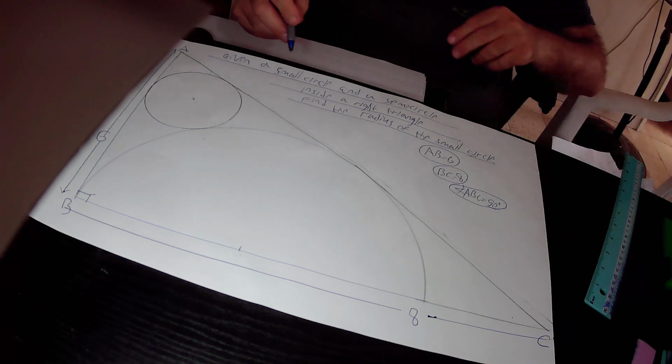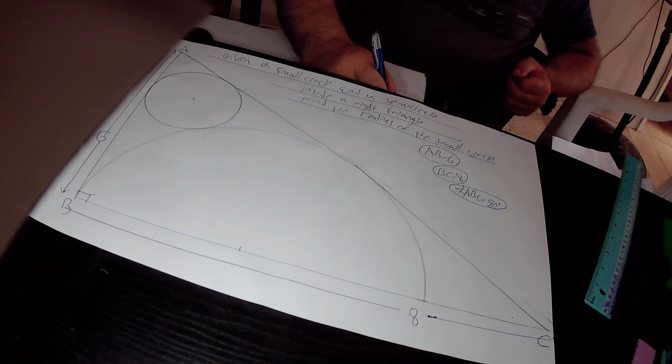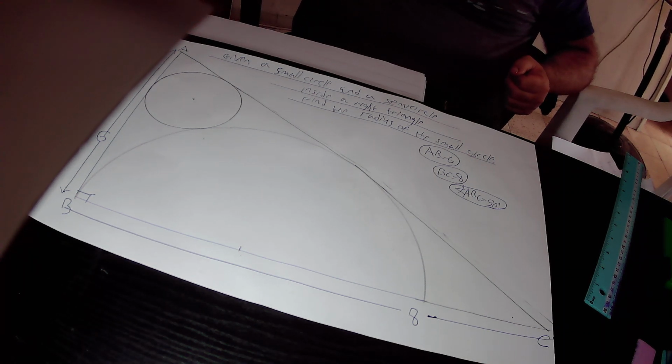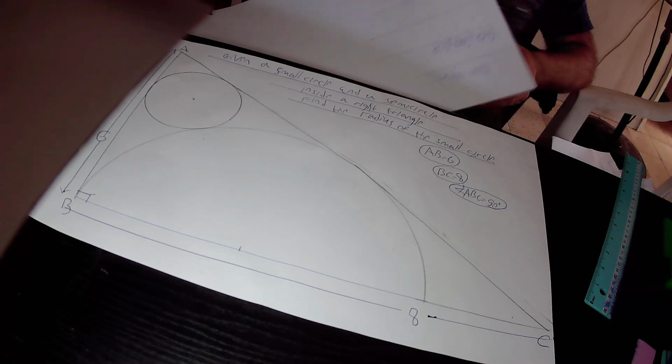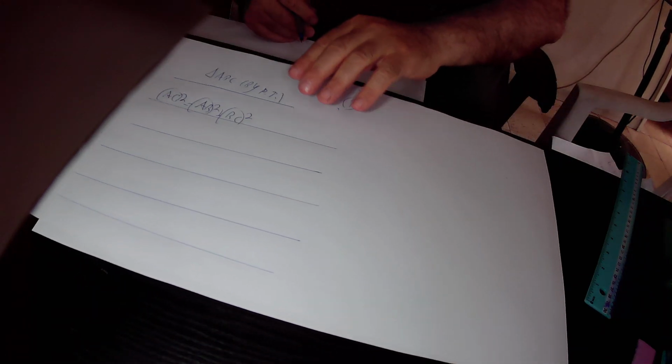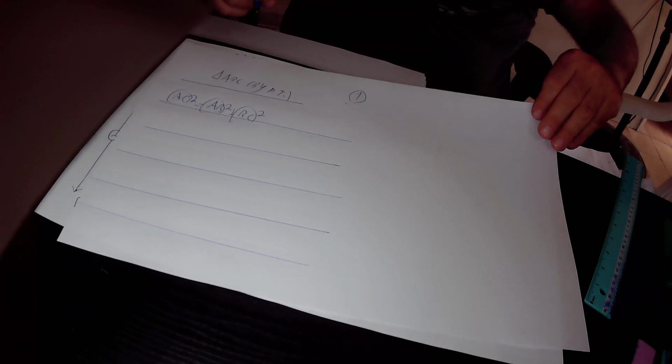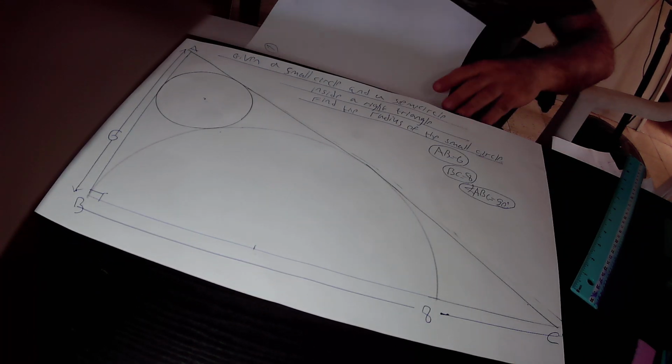So according to the Pythagoras theorem, in this right triangle ABC, AC square, that is the square of the hypotenuse, must be equal to AB square plus BC square. Repeat again, according to the Pythagoras theorem, in the right triangle ABC, AC square equals AB square plus BC square. AC is the missing side, so we leave it as it is.